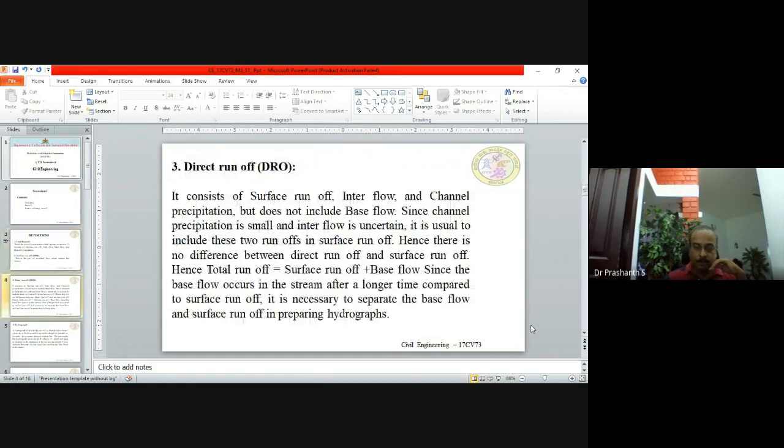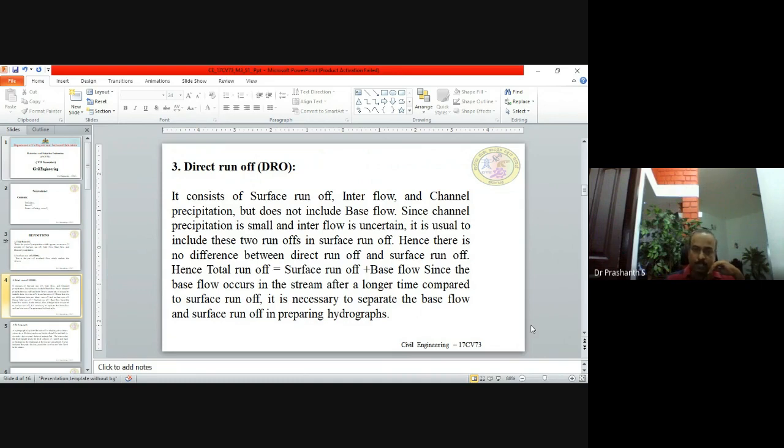Another one we have to understand is direct runoff, which is also called as DRO. This direct runoff consists of surface runoff, interflow, and channel precipitation, but it does not include base flow. Since channel precipitation is small and interflow is uncertain, it is usual to include these two runoffs in surface runoff. Hence, there is no difference between direct runoff and surface runoff. Hence, total runoff is equal to surface runoff plus base flow.